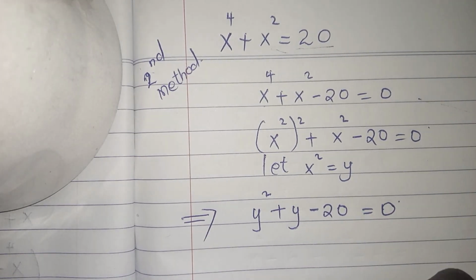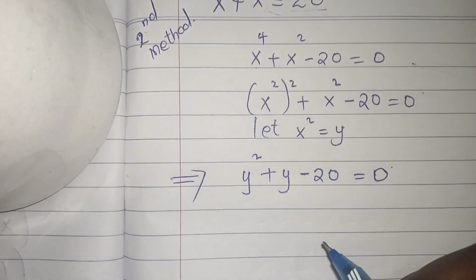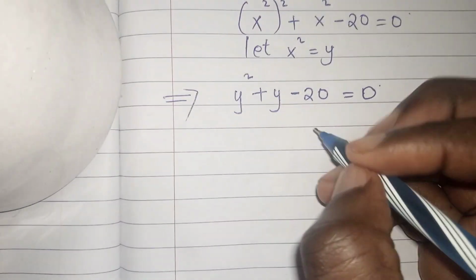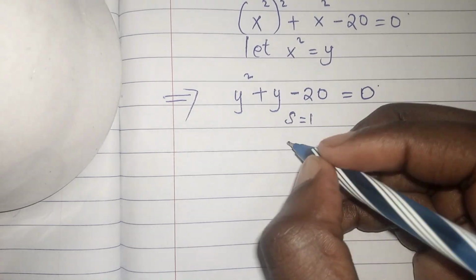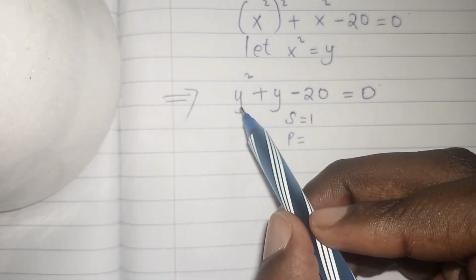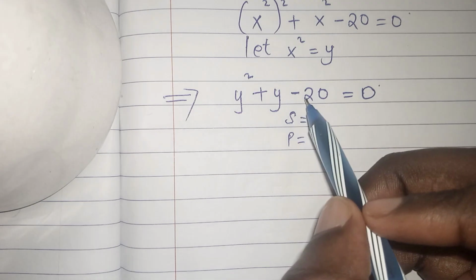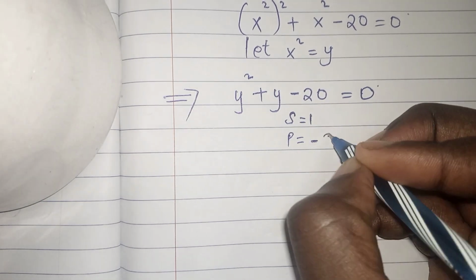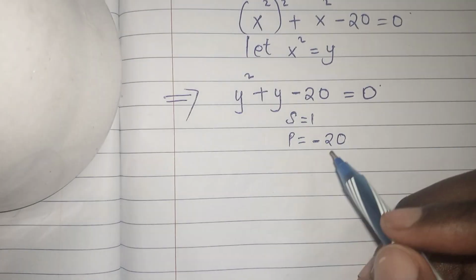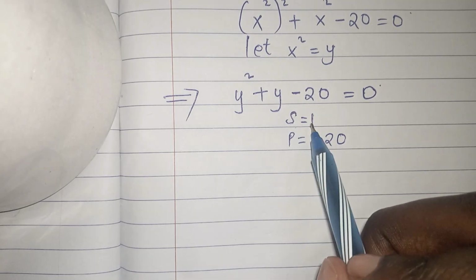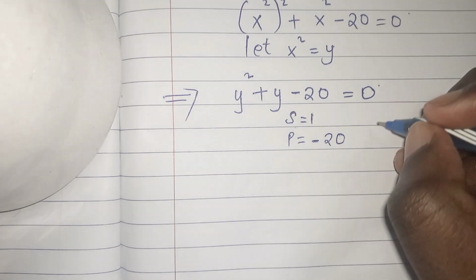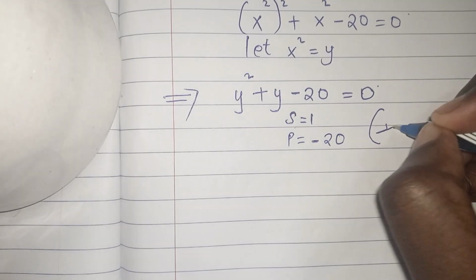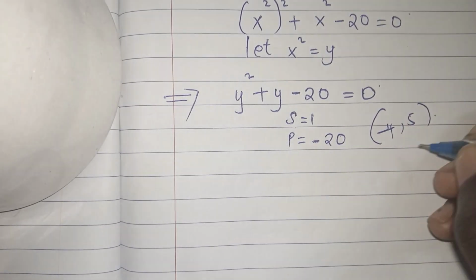We are going to solve this quadratic equation using the factorization method, whereby our sum is the coefficient of y, which is 1, our product is the coefficient of y squared, which is 1, times our constant negative 20. So this is negative 20. We shall then look for two numbers. Their sum should give us 1, their product should give us negative 20. So these two numbers are negative 4 and 5.